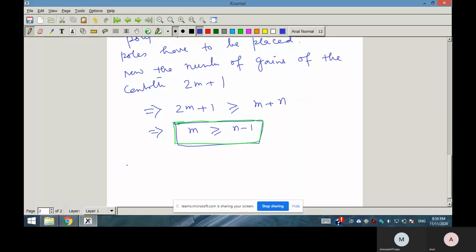So this implies the minimal control order needed to place all the closed loop poles is n minus 1. This is very important. If n is the plant order, single input single output, then for arbitrary pole placement you need an n minus 1 order controller. So naturally, using a first or second order controller, you will not be able to do arbitrary pole placement.